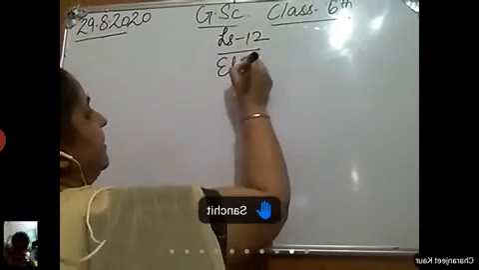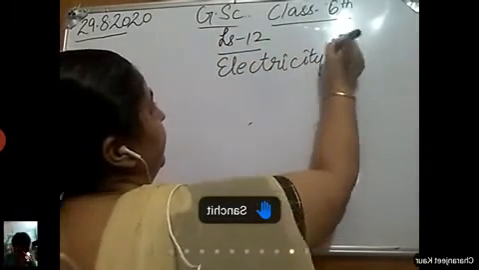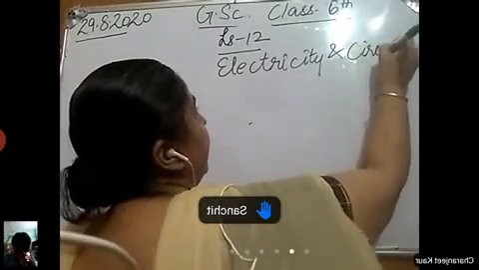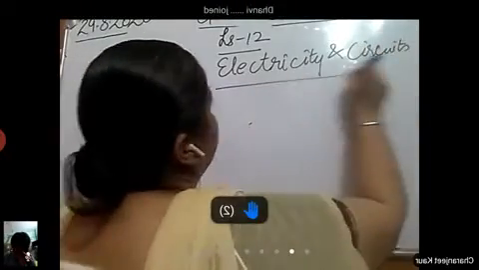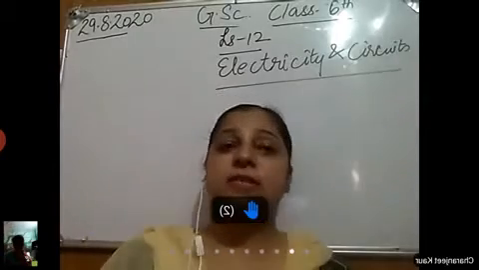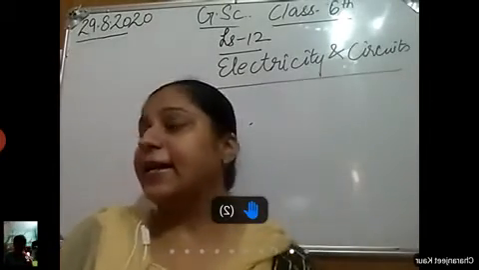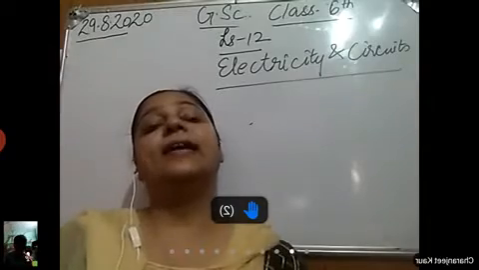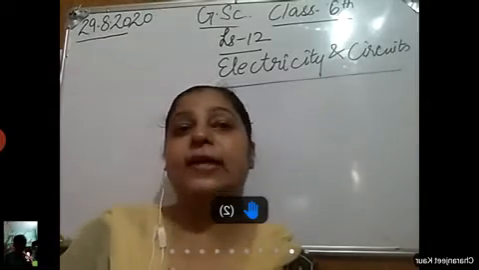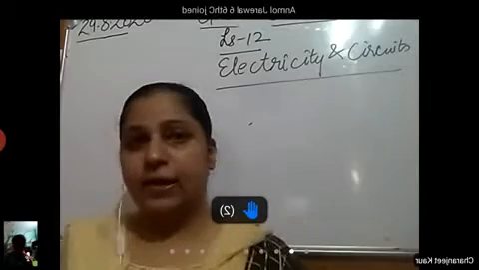Electricity and circuits. Yesterday we did what are electric circuits, what should be the arrangement. Yesterday we were concerned about this: what are the terminals, positive and negative terminals, and how these should be connected? What is the flow of electric current? We did this yesterday, right?